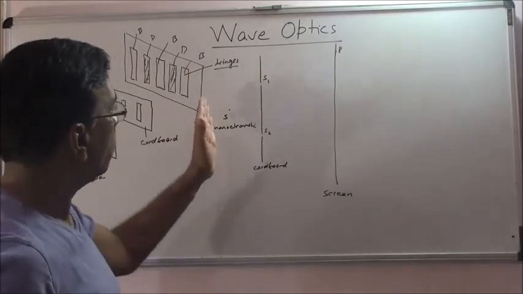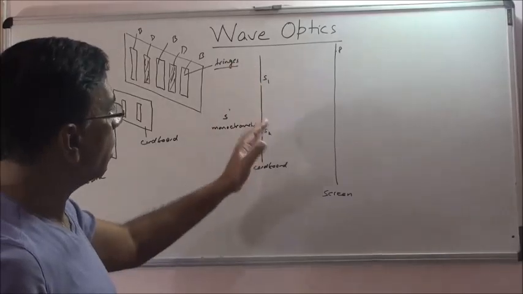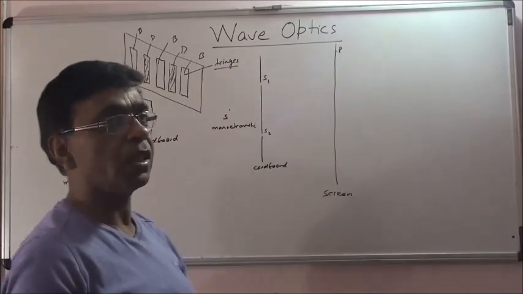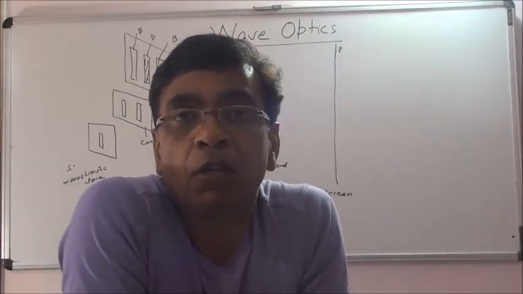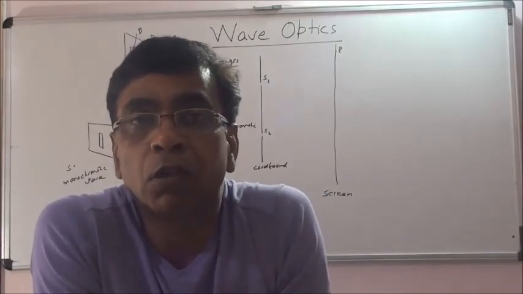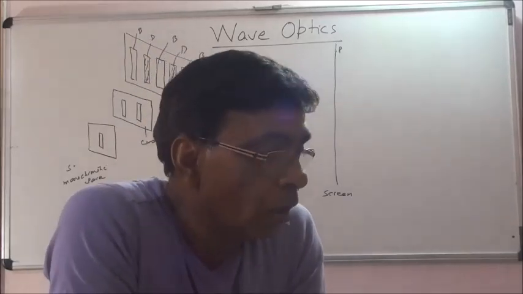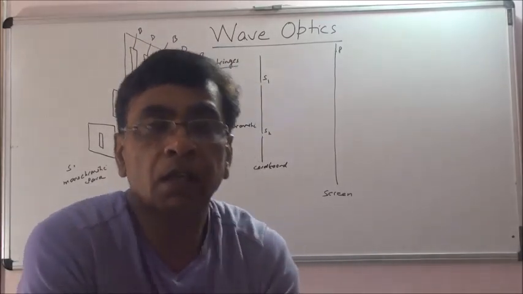In the same way here, I have used point sources and then again a cardboard with two holes. On the screen we get again dark and bright bands of light. These bands of light we call fringes. Now I am showing you an activity.